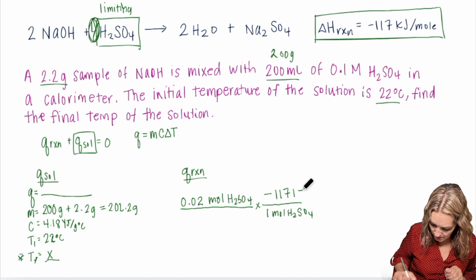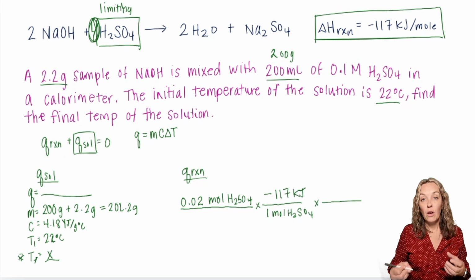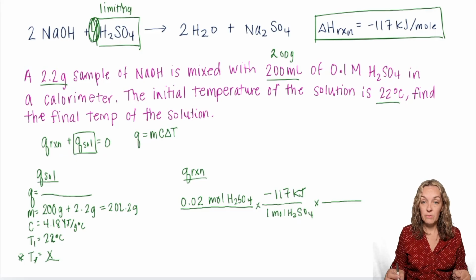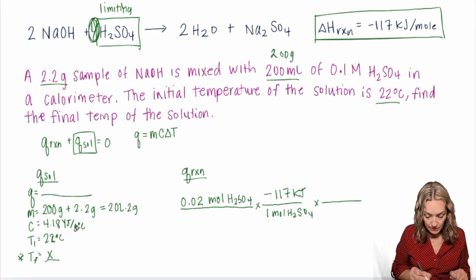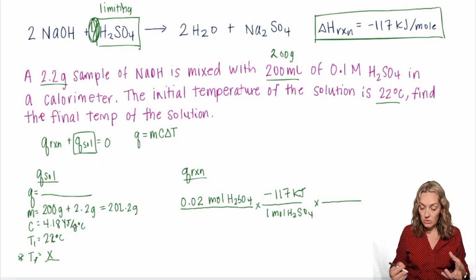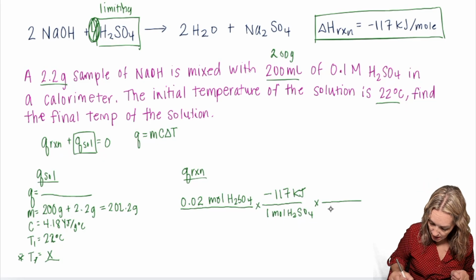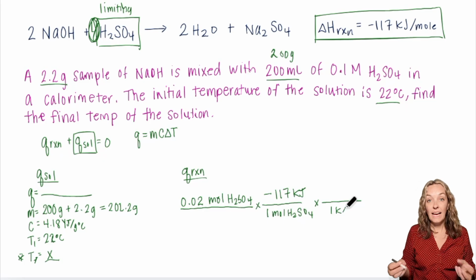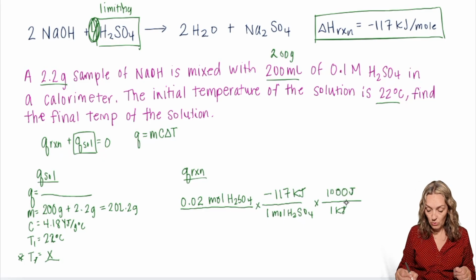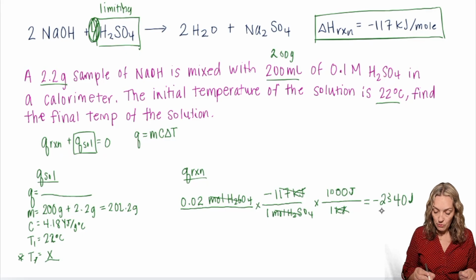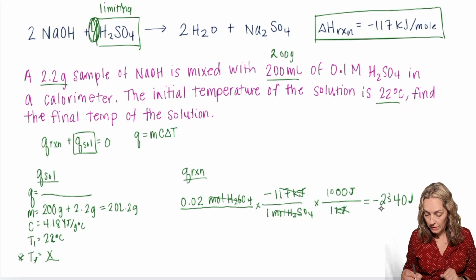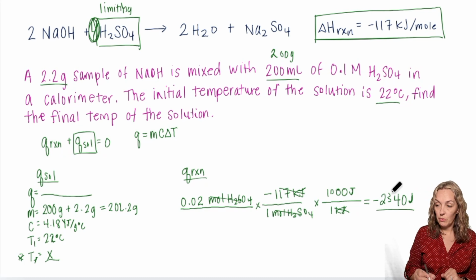117 kilojoules of energy. Rather than leaving this in kilojoules, I am going to convert it to joules because I know that my specific heat value over here is in joules as well. I know that there are 1,000 joules in 1 kilojoule. When I do the math here, I know that from the 0.02 moles of H2SO4 that I put in the calorimeter, I will release 2,340 joules. That is the Q value of the reaction.